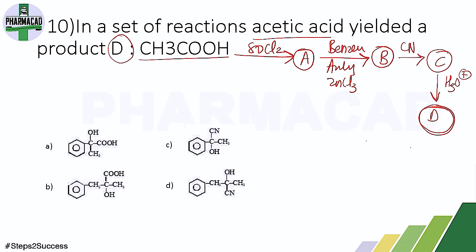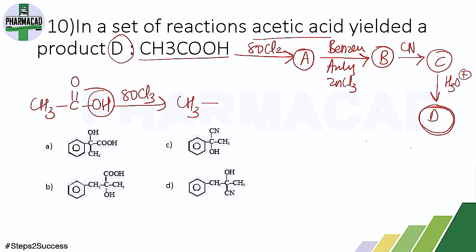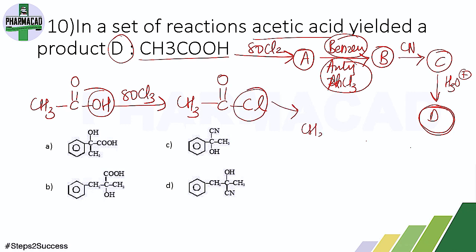So the first is CH3, C double bond O, OH. When it is treated with thionyl chloride, SOCl2, simply this OH gets replaced with chlorine. So it becomes this. When we treat with benzene and anhydrous AlCl3, not ZnCl2, AlCl3, what will happen? This chlorine gets replaced with benzene and we will get CH3, C double bond O, and phenyl ring over here.